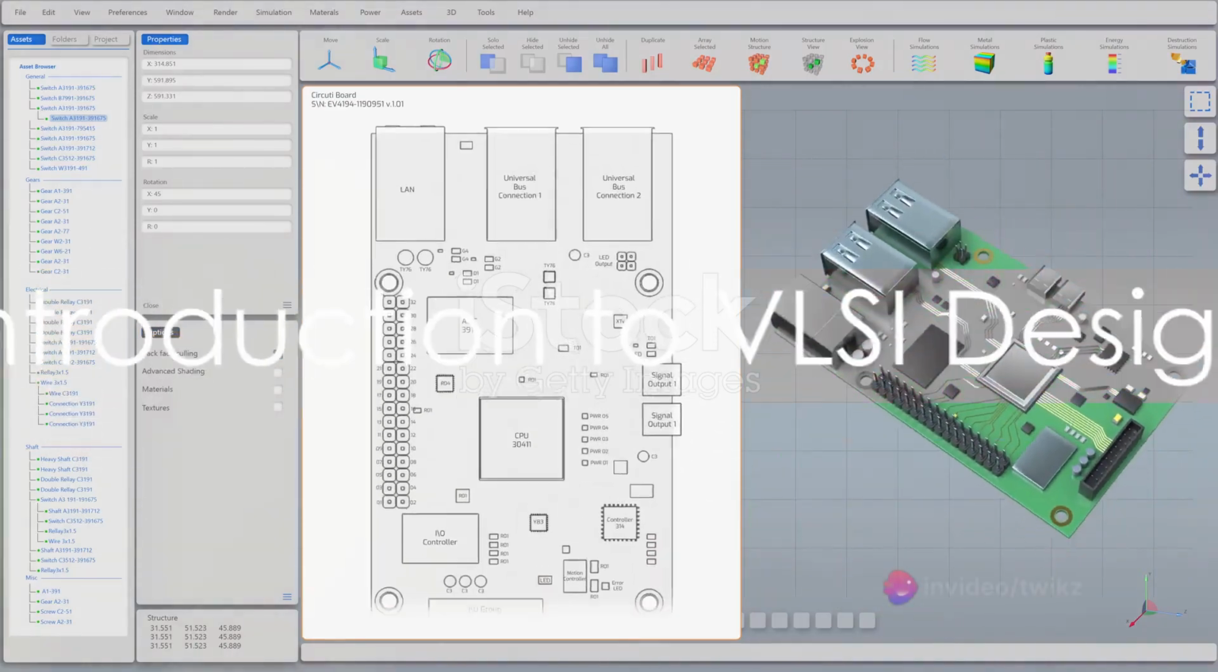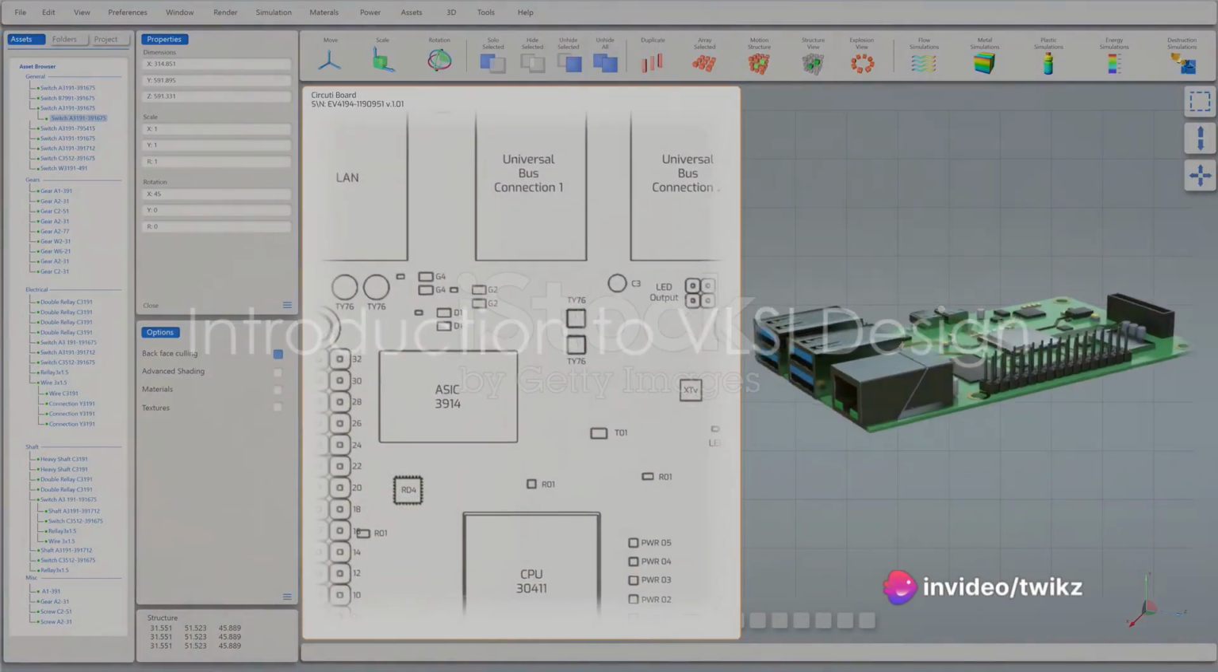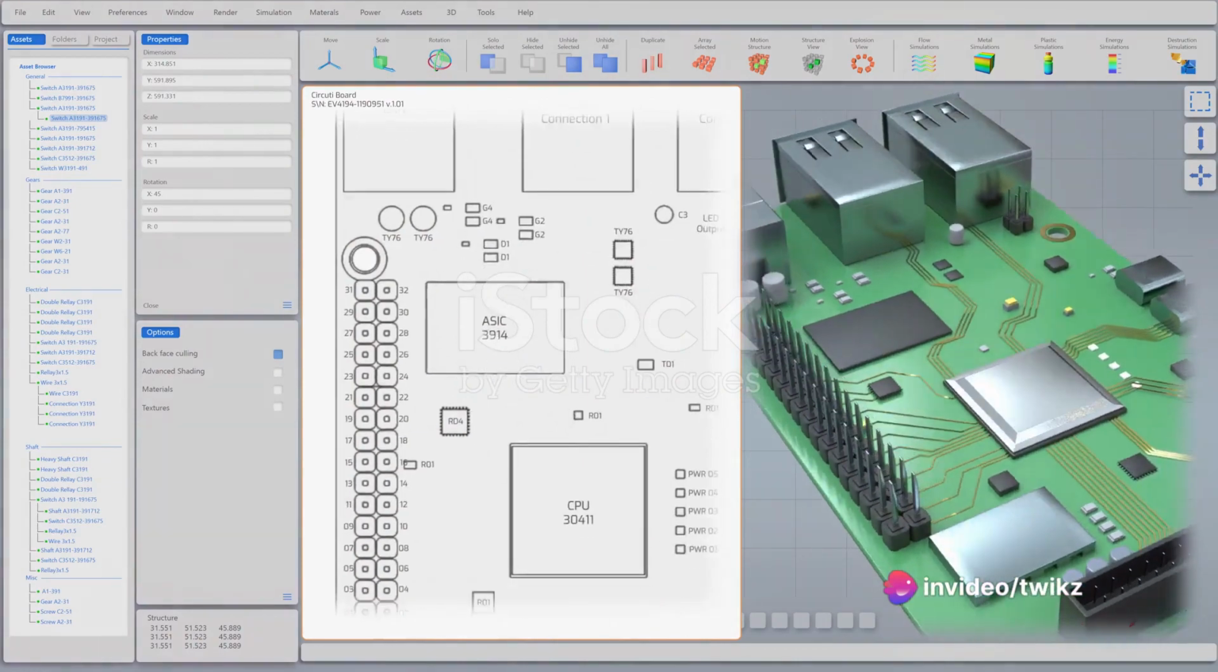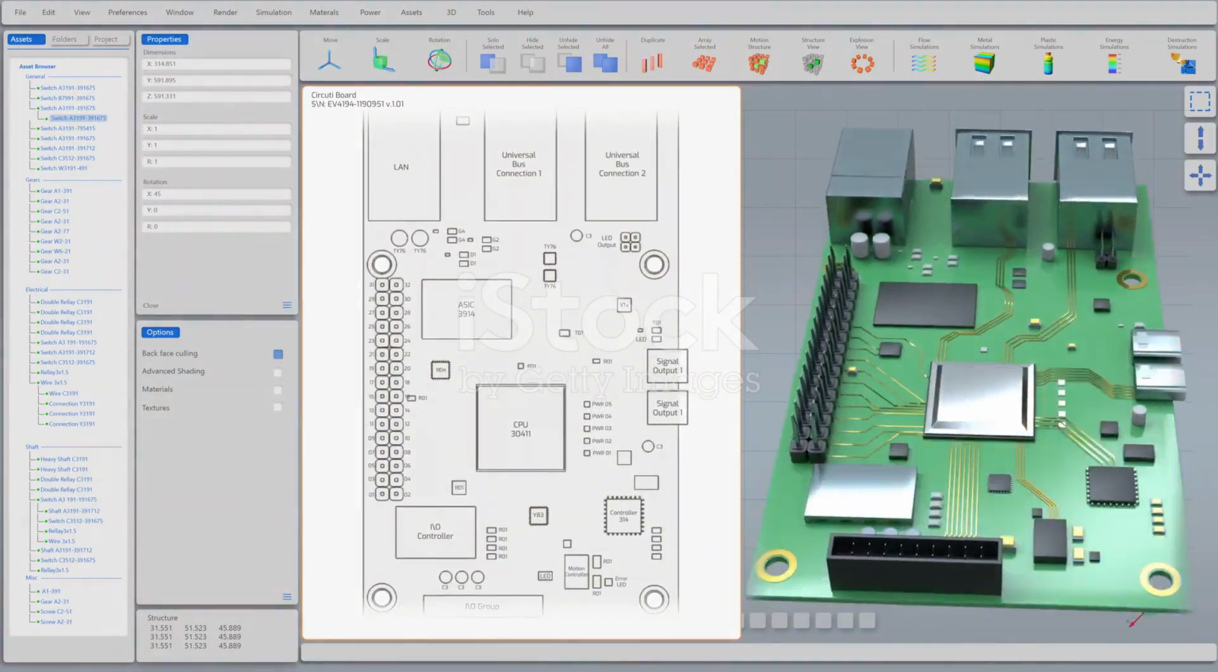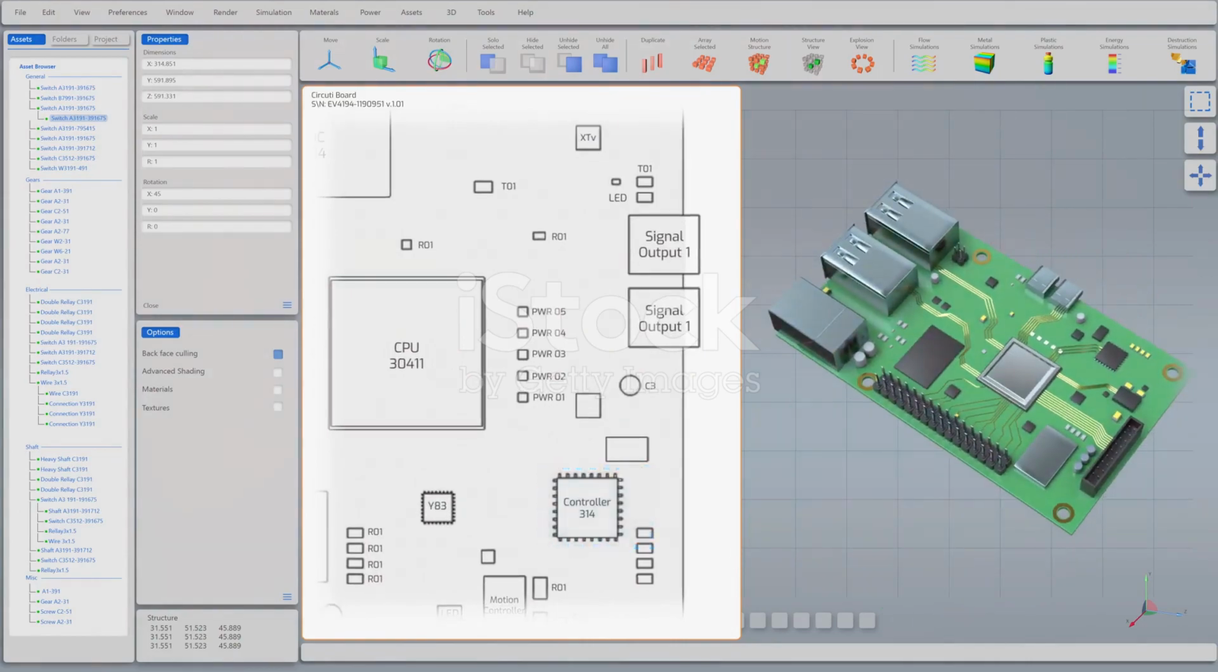Have you ever pondered over how sophisticated electronic gadgets are engineered? How does a basic concept evolve into an elaborate electronic phenomenon? The solution is nestled in the realm of VLSI design.